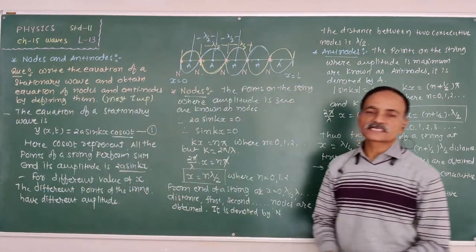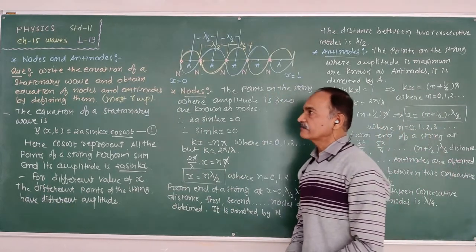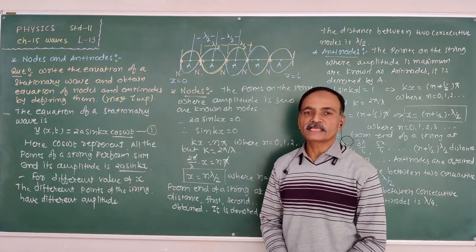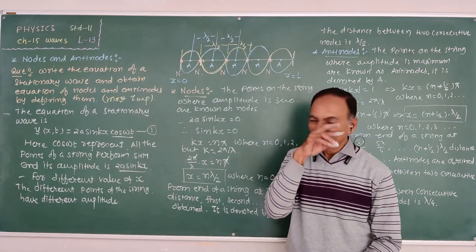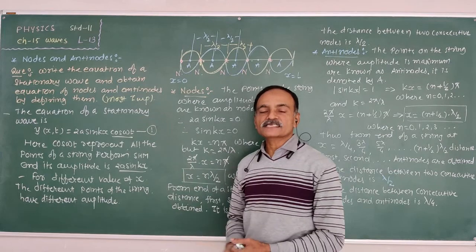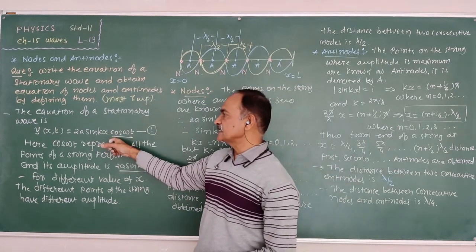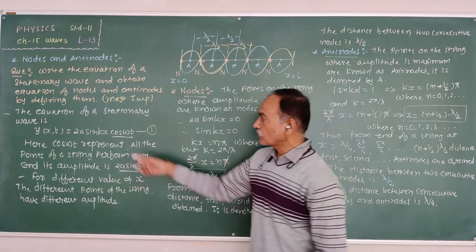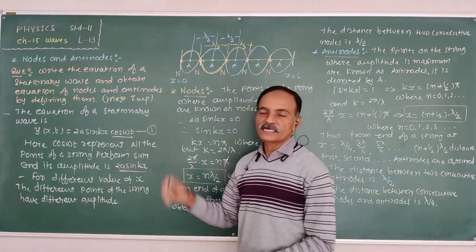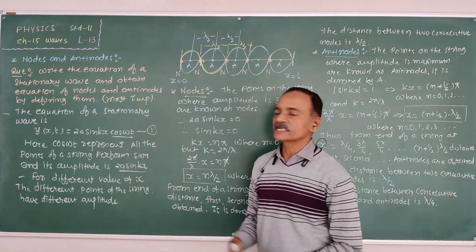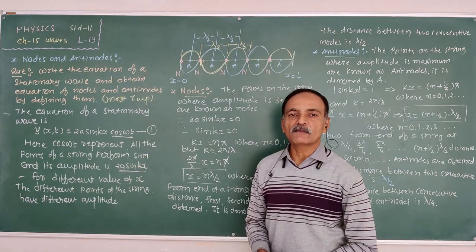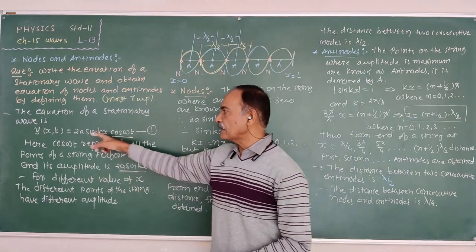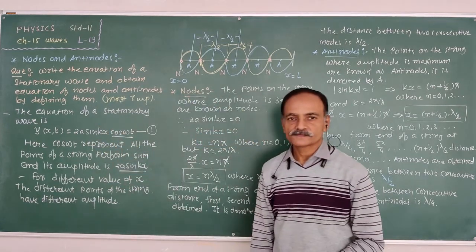We start to answer this question. Question: write the equation of a stationary wave and obtain the equation of nodes and antinodes by defining them. First, the equation of the stationary wave is y(x,t) = 2a sin kx cos omega t. Here the cos omega t term represents that all the points of the string perform simple harmonic motion, and its amplitude is represented by the 2a sin kx term.